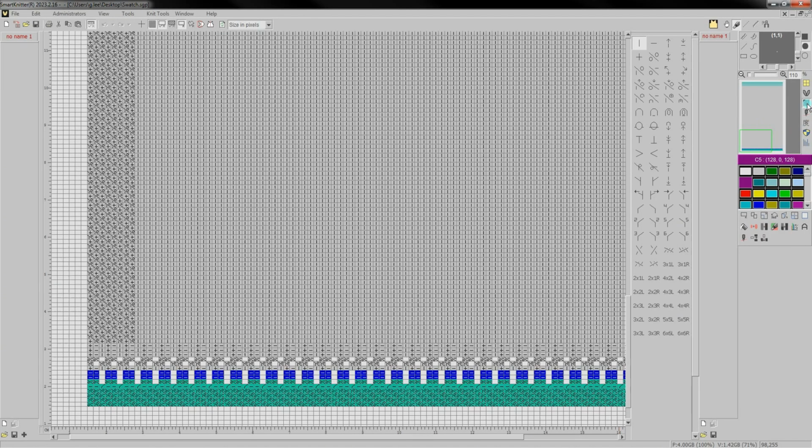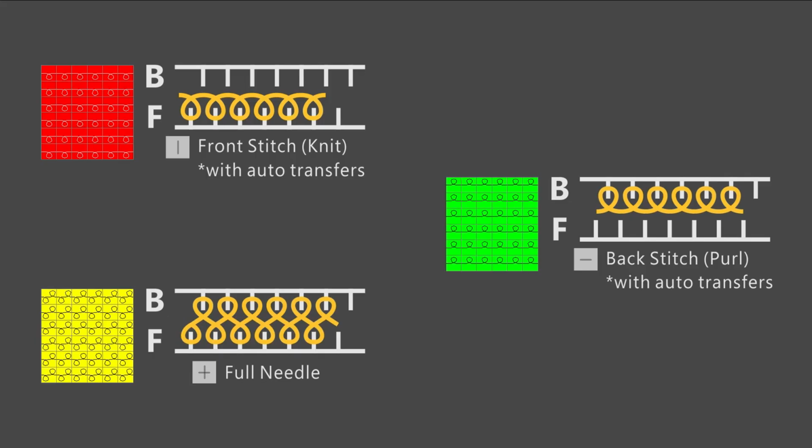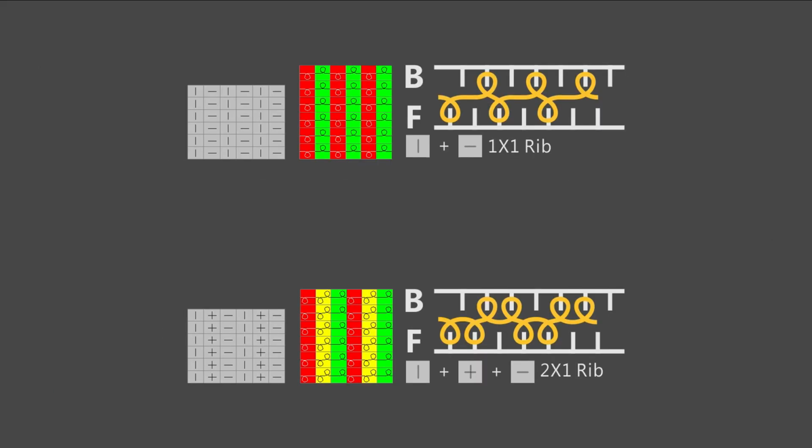We will introduce all the knit stitches and their common uses. The basic stitches are front stitches, back stitches, and full needle stitches. These stitches can be combined to create various ribs.